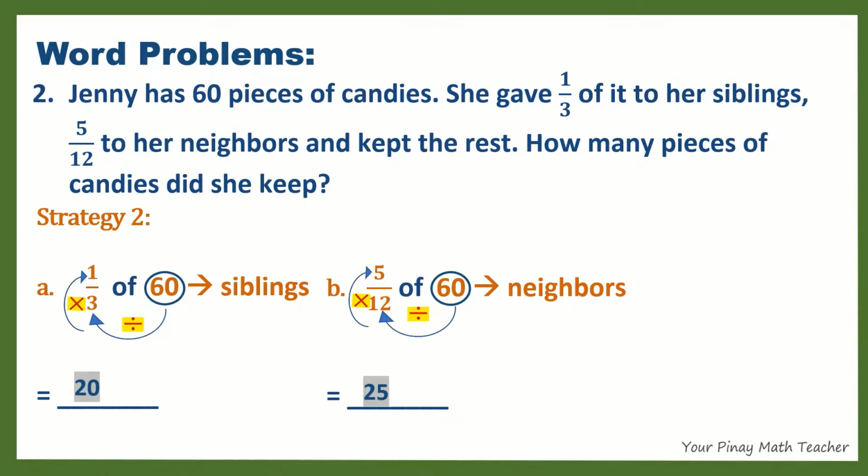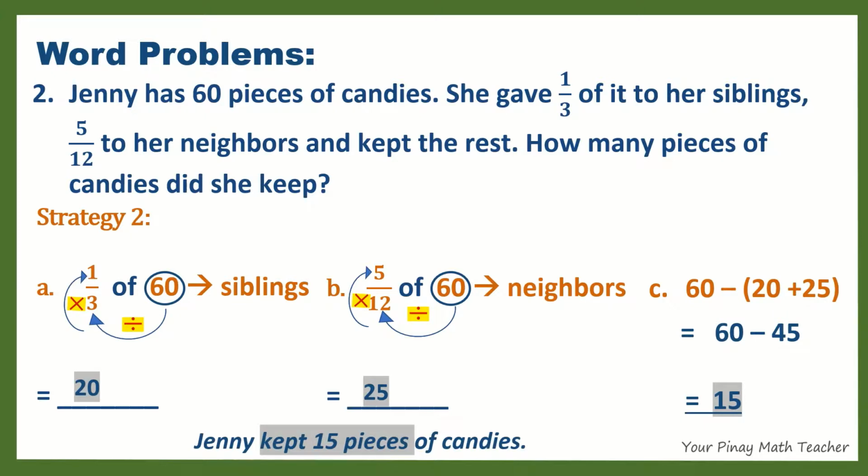After that, we subtract 60 by the sum of 20 and 25. So we have 60 minus 45, we get 15. So Jenny kept 15 pieces of candies.